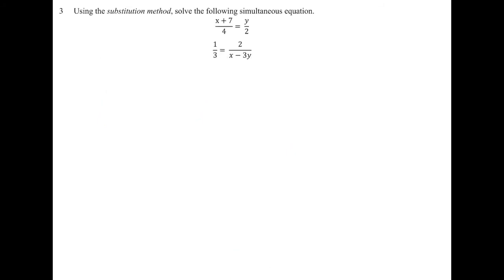How about number 3? Using the substitution method, solve the following simultaneous equation. So we have fractions here for number 3. We have x plus y over 4 equals y over 2, and then 1/3 equals 2 over x minus 3y. First, if you're given fractions, we always want to remove the fractions right away, right? So for this, we just need to cross multiply. Okay, so 2 times the numerator and then 4 times y, and then we will do the same thing here on the second equation.